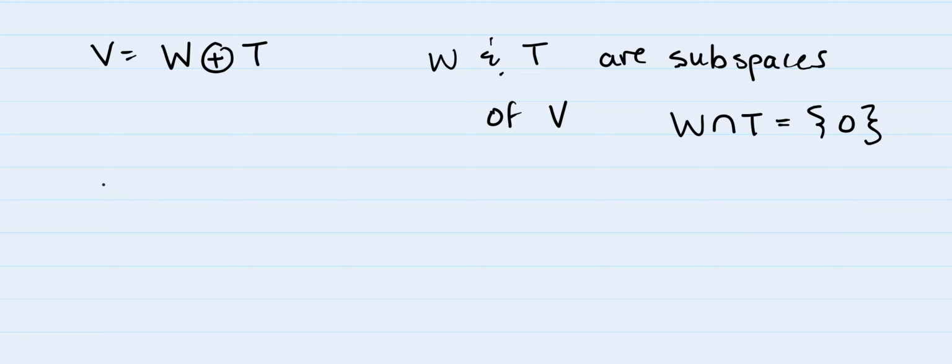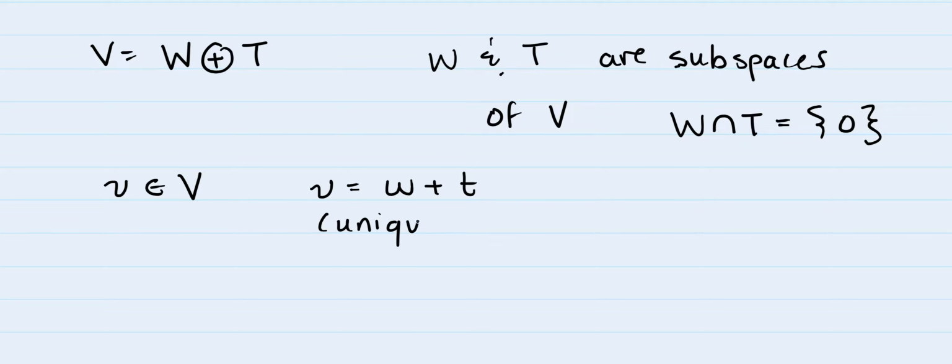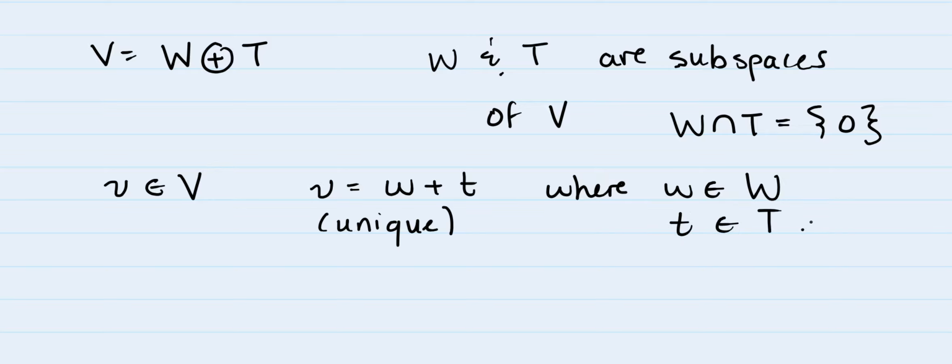We know that v, lowercase v, if it's a vector inside our vector space, capital V, then v can be written as w plus t, and this is a unique way to write it, where w belongs to capital W and lowercase t belongs to capital T. We touched on this when we first introduced direct sums. That was back when we talked about orthogonal subspaces.